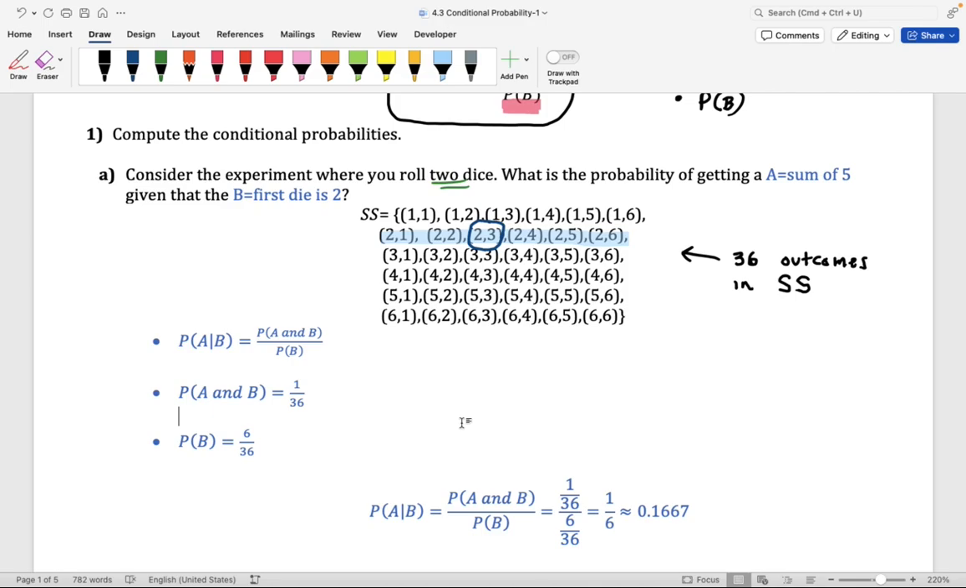Look at what we did. We recognized that we had a conditional probability. We pulled out the formula for the conditional probability. And then we took this in steps. We said, let's find the probability of A and B. Then let's go ahead and find the probability of B. Once we have those two probabilities, we can go ahead and plug in those values into our formula.